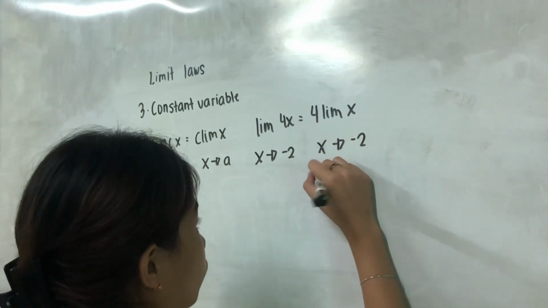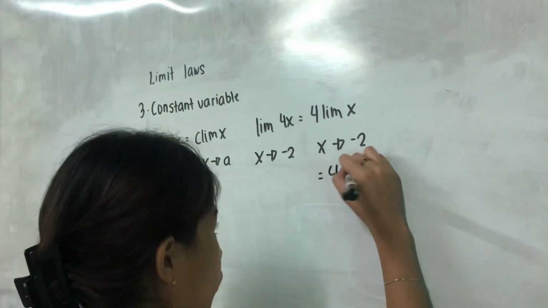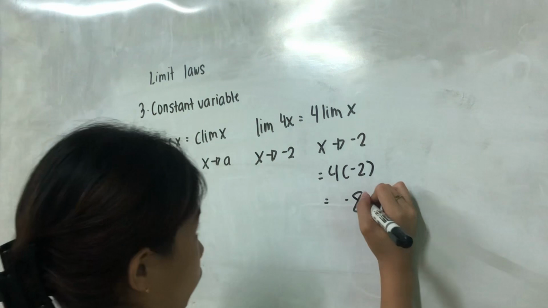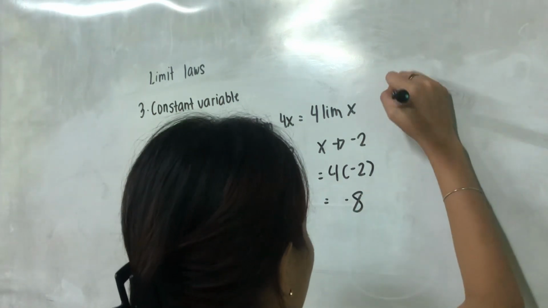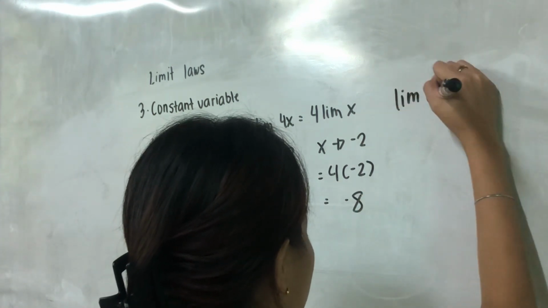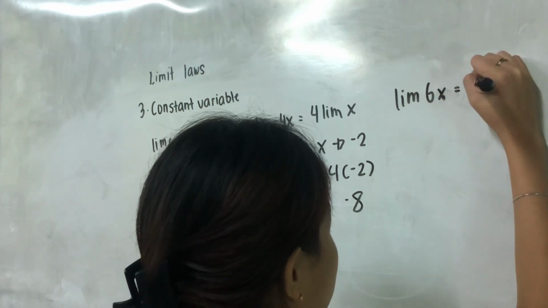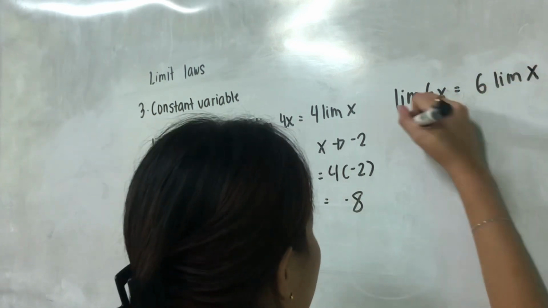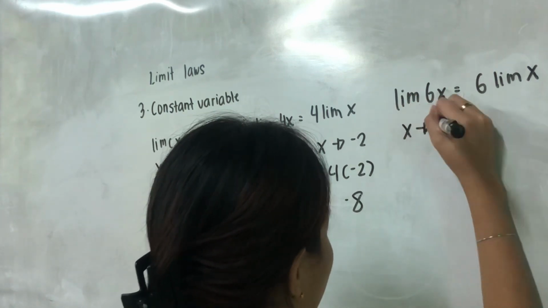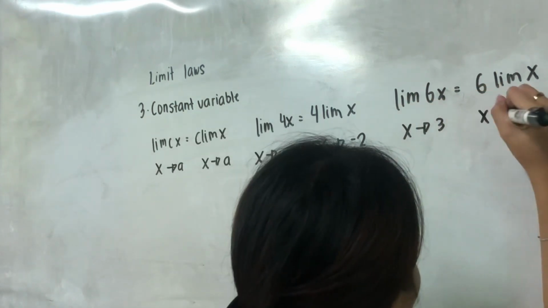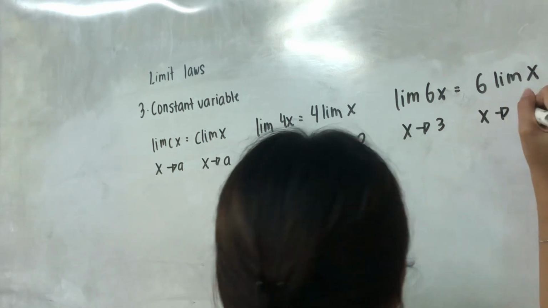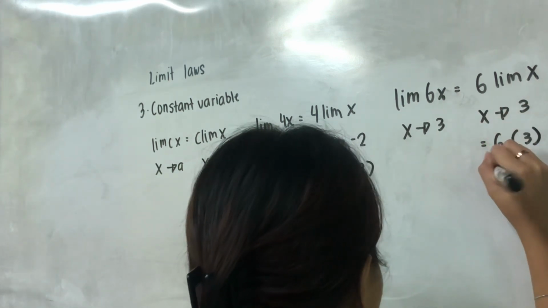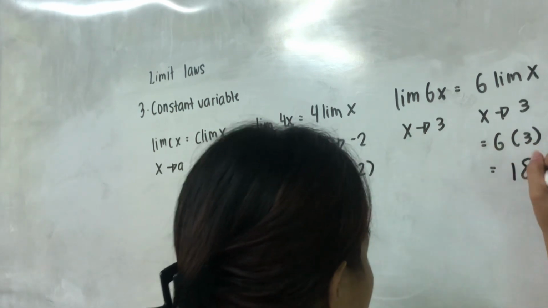In 4 lim x, we're going to substitute the x with negative 2 and multiply by 4. That is negative 8. The limit of 6x equals 6 lim x, both approaching 3. In 6 lim x, we're going to substitute the x with 3 and multiply it by 6. That is 18.